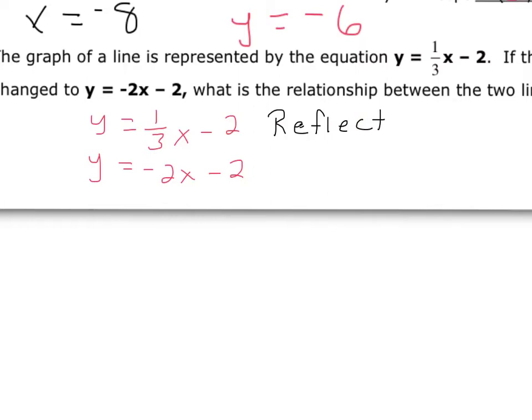Then the second thing that can happen is the slope can change, so it can rotate. Okay, so can it rotate? And when it rotates, we say one of 2 things happened. It either became steeper or less steep.